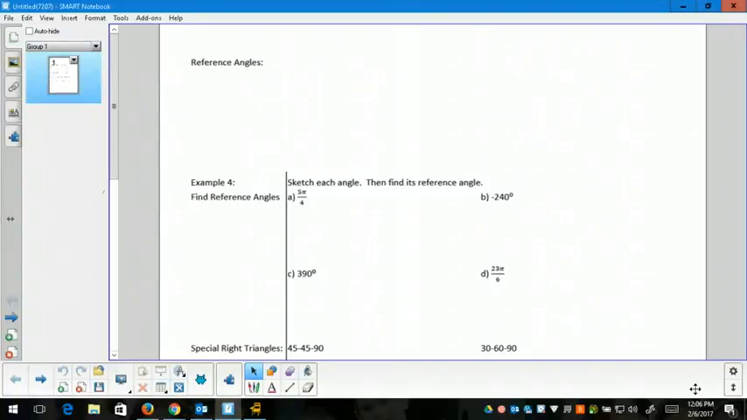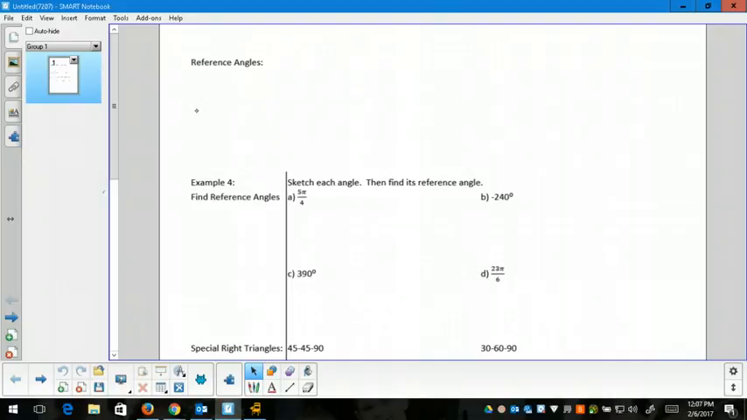This is example 4 from lesson 4.3, functions of the unit circle. We began talking about reference angles, and I just want to go over those again real quick before we look at these examples.